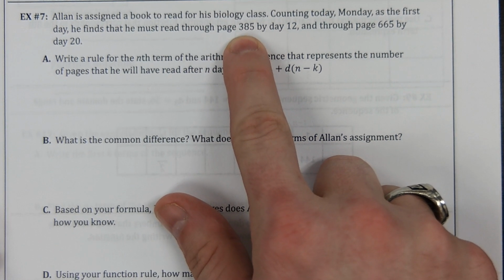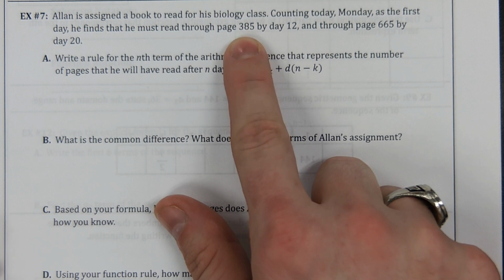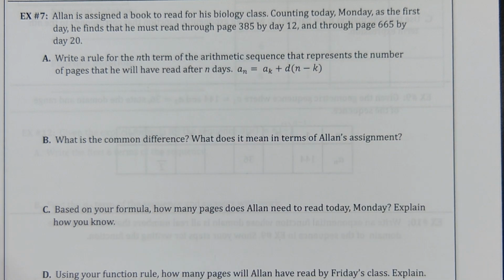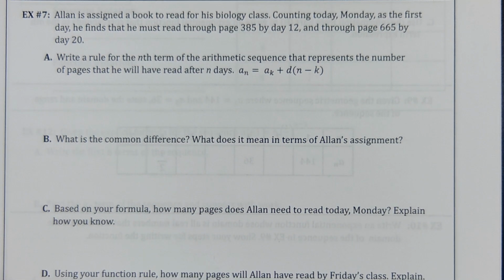385 is divisible by 11. Makes it kind of boring. And 665 is not divisible by 11. 665? No, it's not divisible by 12.